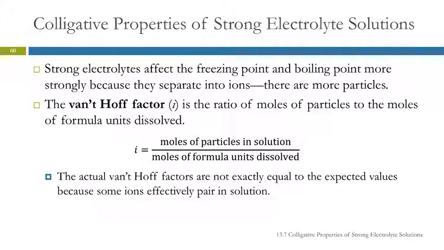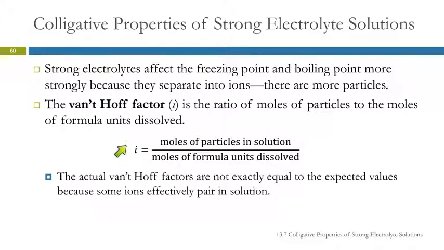So we have a factor that compensates for that. The Van 't Hoff factor is given the symbol i, not to be mistaken for imaginary numbers. It's the ratio of moles of particles in solution to moles of formula units dissolved. And the actual ones are not always exactly what we expect because some ions effectively pair up in solution. And when they're paired like that, then they kind of act like 1 particle instead of 2.